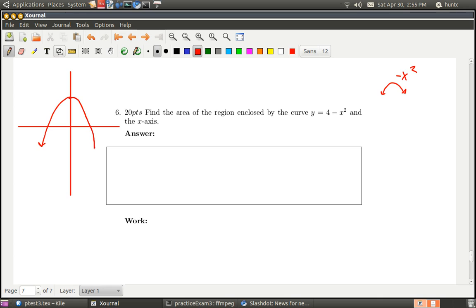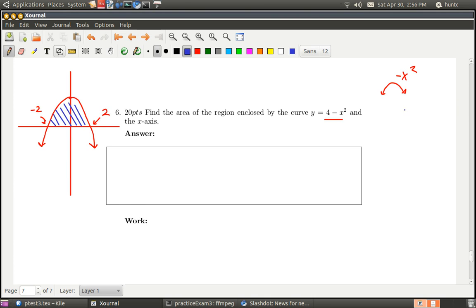Okay. And if you think for 1 second, you can even figure out what these places are, right? Because those are going to be the things that make this 0. So what value of x is going to make 4 minus x squared 0? It's pretty clearly going to be plus and minus 2. Alright, so here's plus 2 and here's minus 2. And now what the question is asking us to find is this area.